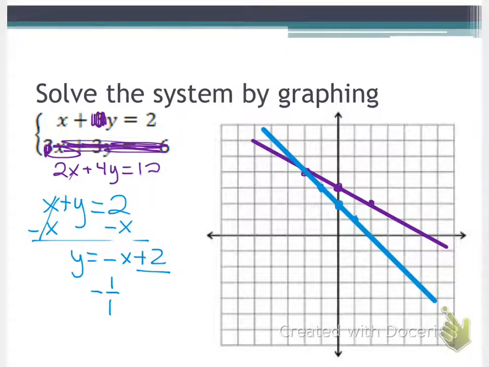And then my solution, right? We want to know how to solve this. My solution is going to be where they cross. And they cross right here. So the two lines cross in one spot, and that is your one solution. And that spot is negative 2, 4. So I'm going to say that that's negative 2, 4, and this is my answer. So you're always looking for where the two lines cross.